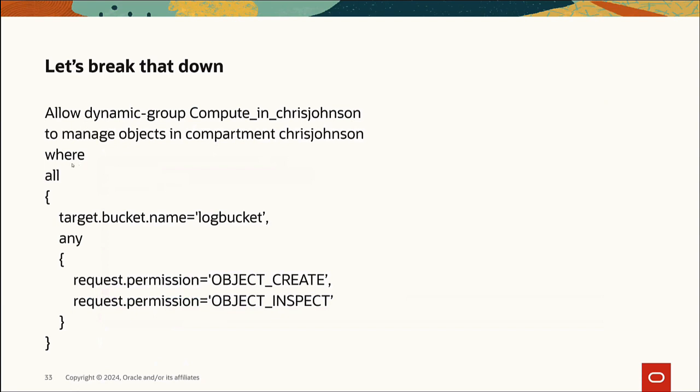Something like this here. Allow a dynamic group. Remember, we talked about dynamic groups. These are all the computes in this compartment. That is a dynamic group. It can manage all objects in this compartment. And then where, only objects in this bucket. So you can see how I'm doing the restriction. Without this where clause, it's all buckets in the compartment. Then within the compartment, I'm restricting this to a specific bucket. And not only that, I'm also specifying the permissions. So only those two permissions, object create and object inspect.